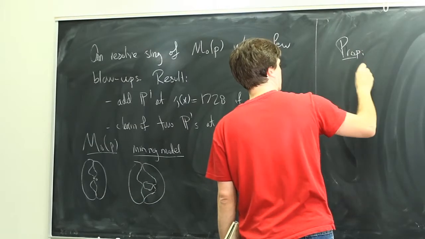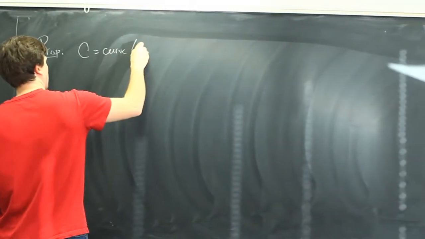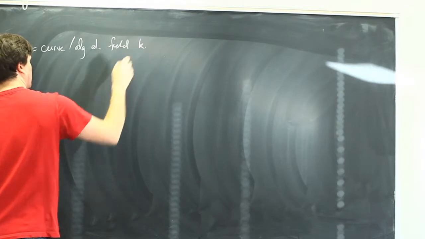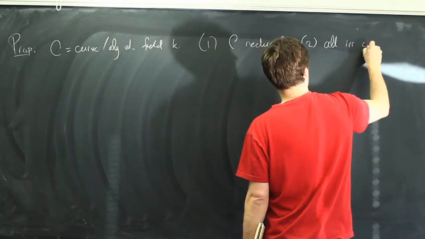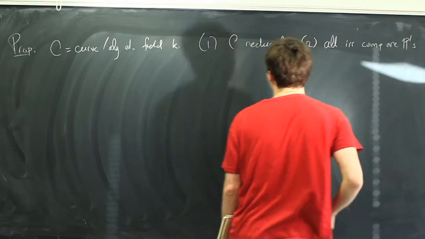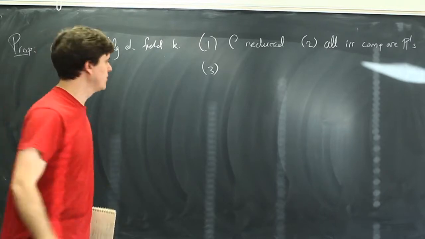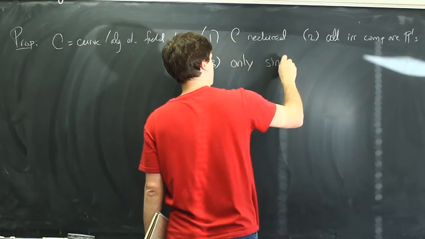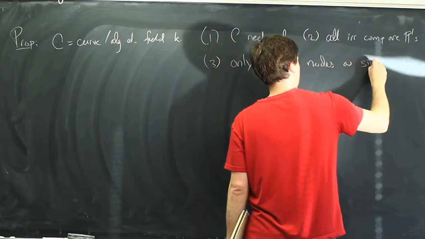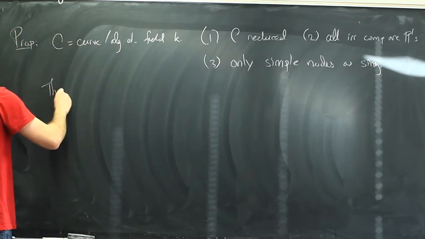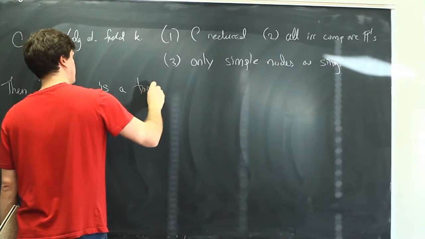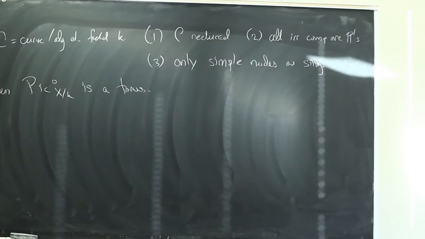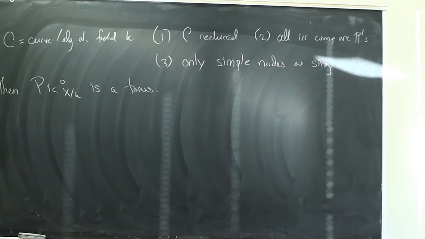So here's the answer. All right, so let's say that C is a curve over an algebraically closed field k. And let's suppose that C is reduced, that all of its irreducible components are P1s, and also that all the crossings are transversal. So only simple nodes as singularities. Then Pic^0 of C over k is a torus. Okay, so I want to sketch a proof, just the main ideas.